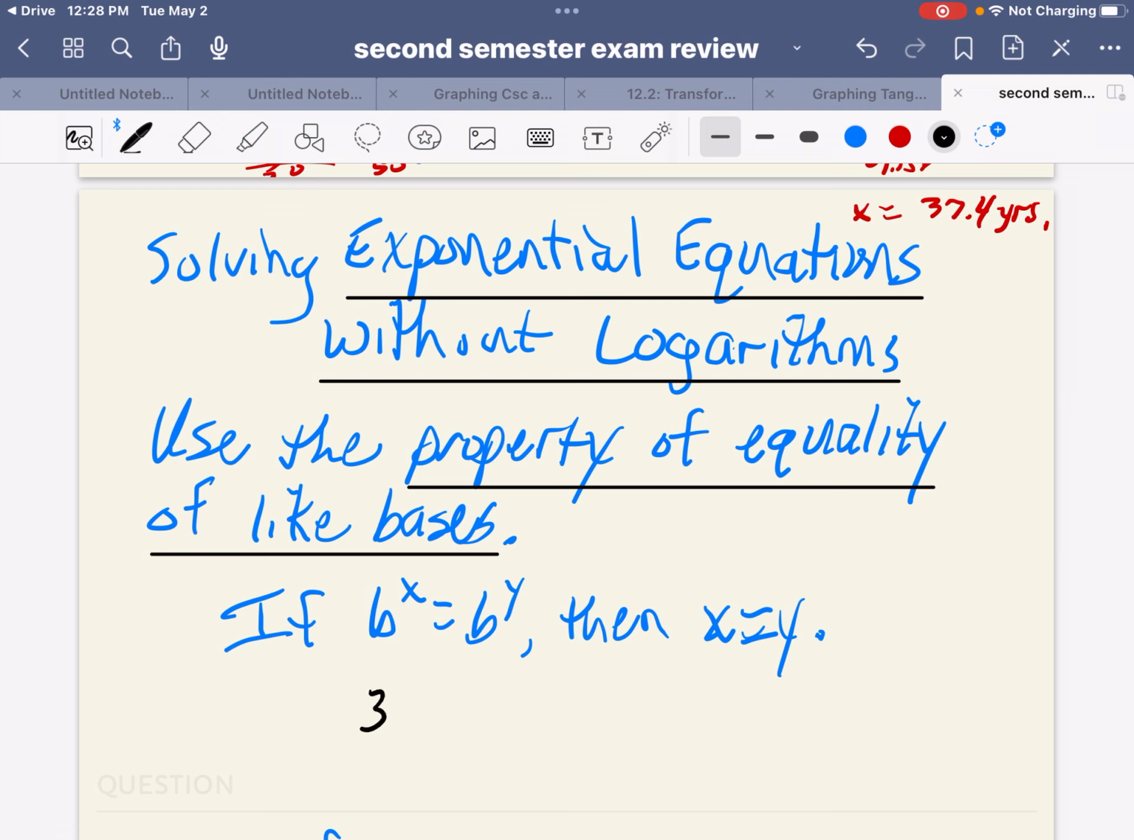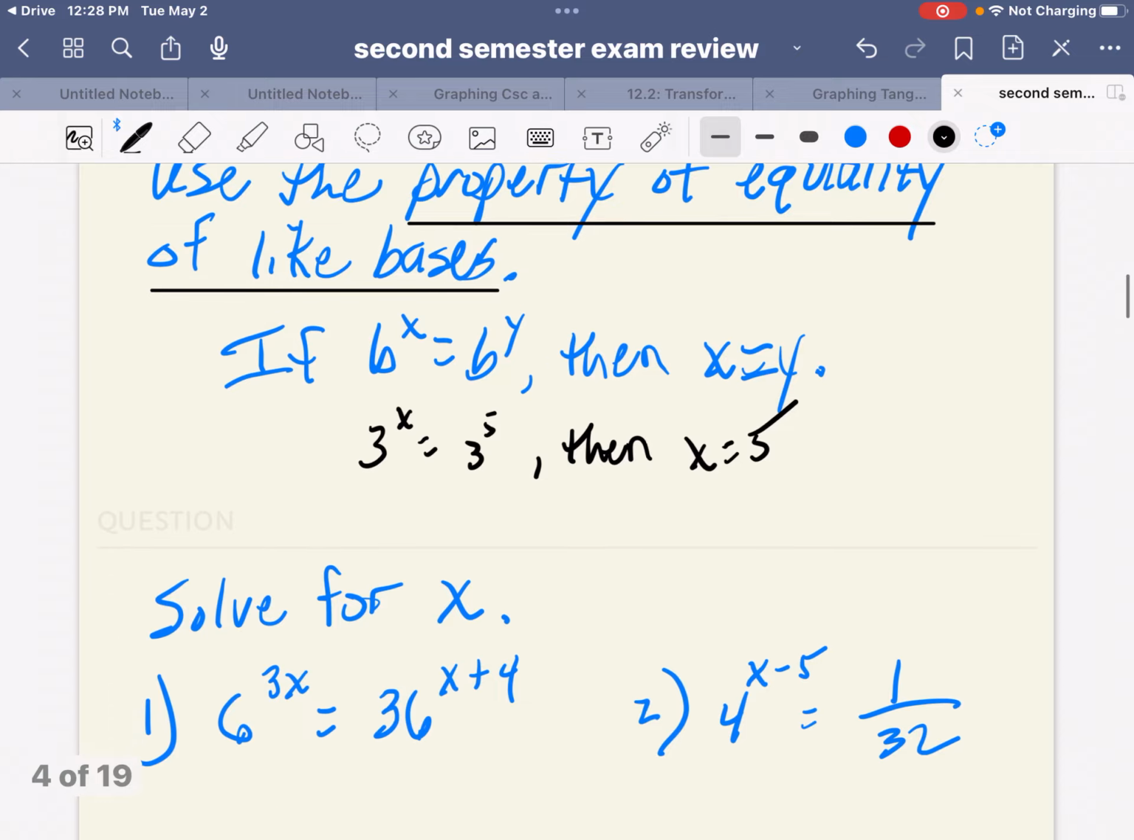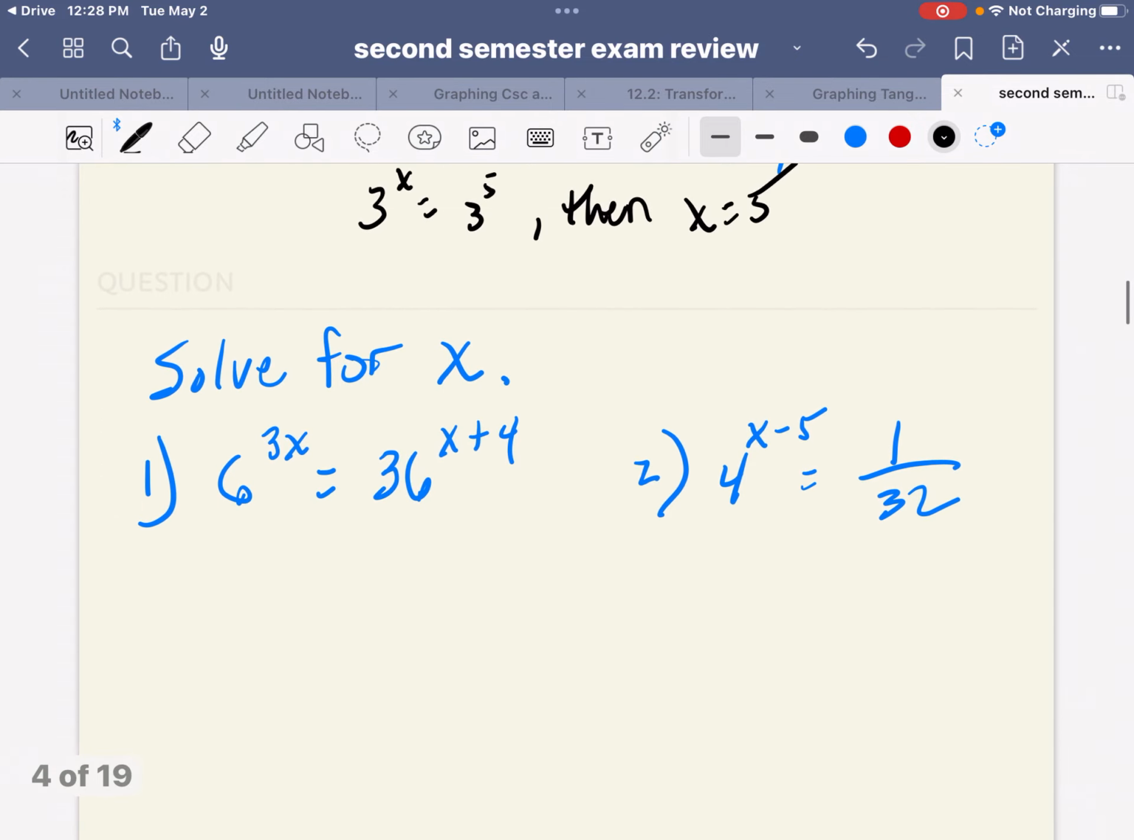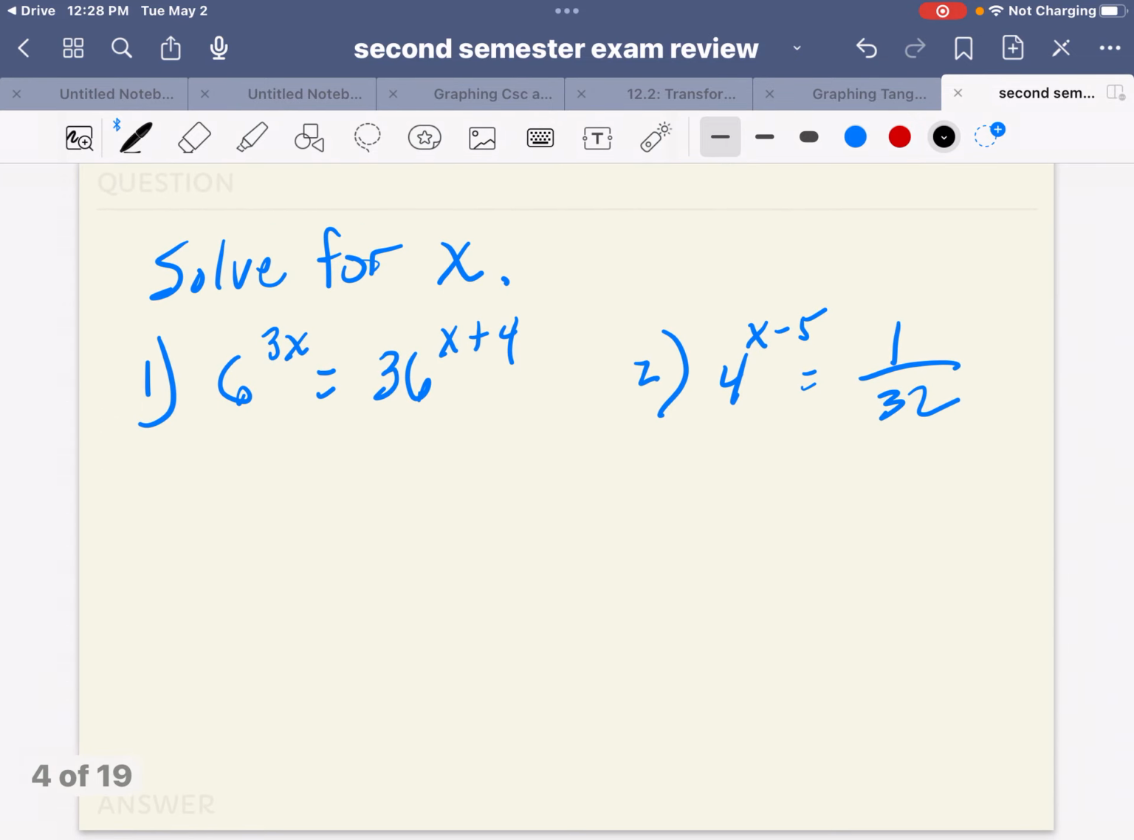So that's like saying 3 to the x power equals 3 to the 5th power. Well, if that's the case, then x must equal 5. You've solved that equation and you didn't need logarithms. So let's take a look at a couple of examples here. Solve this equation for x without logarithms. Well, you'll notice that the left side of the equation has a base of 6 and the right side of the equation has a base of 36. Well, you got to have the bases the same before you can use the property of equality.